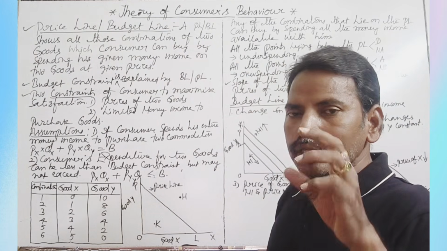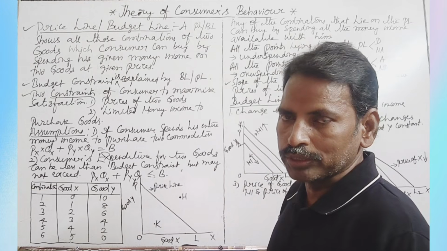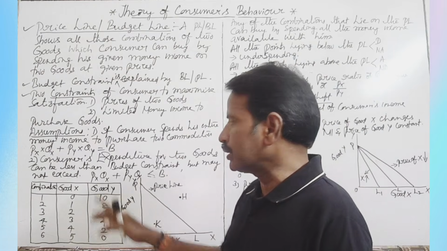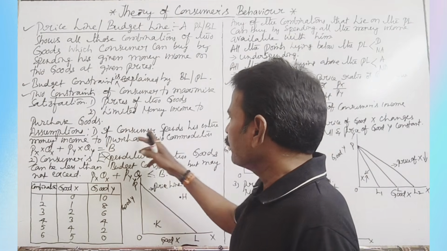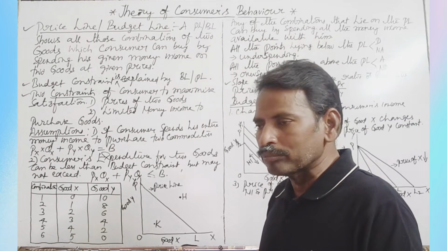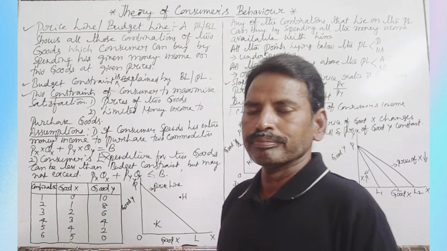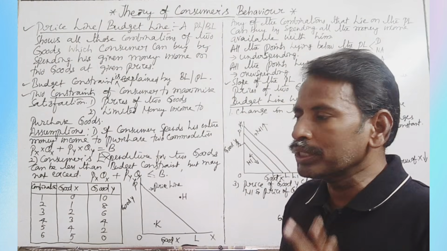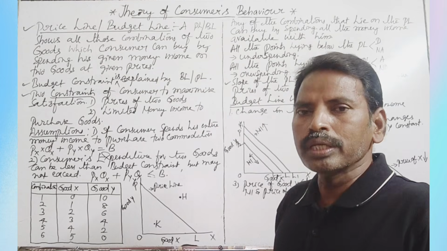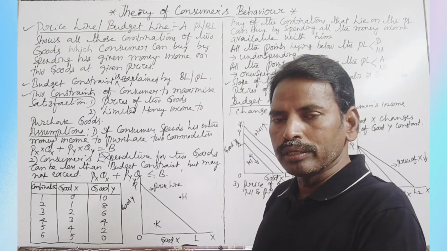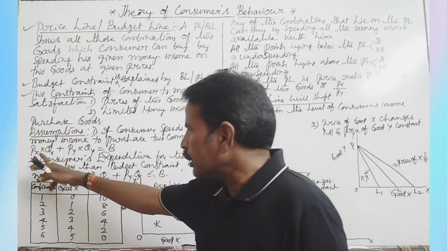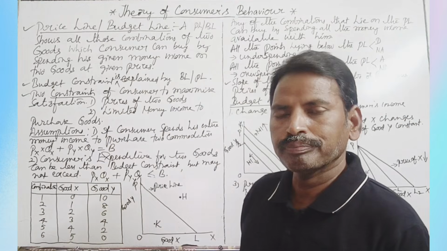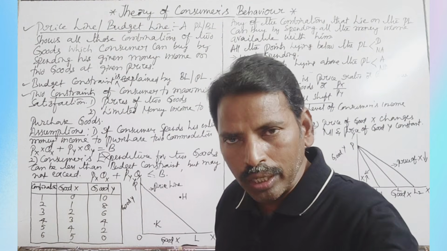So next, price line or budget line mainly depends upon two assumptions. The first assumption is that the consumer spends his entire money income to purchase two commodities. That means PX into QX plus PY into QY is equal to budget.